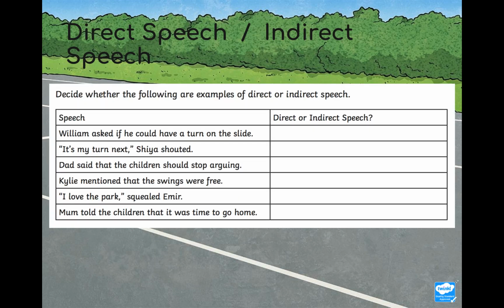Your work has 3 parts to it today. In the first part, it looks like this, and it's asking you if the examples it shows you are direct or indirect speech. So the first one: William asked if he could have a turn on the slide. I'm not saying, "Can I have a turn on the slide?" He's asking if he could. He's not using the word I. So this is an example of indirect speech. So remember, we want to look at the pronouns. That really helps us. And we also want to look, does it have quotation marks or not? Because that will help us too.